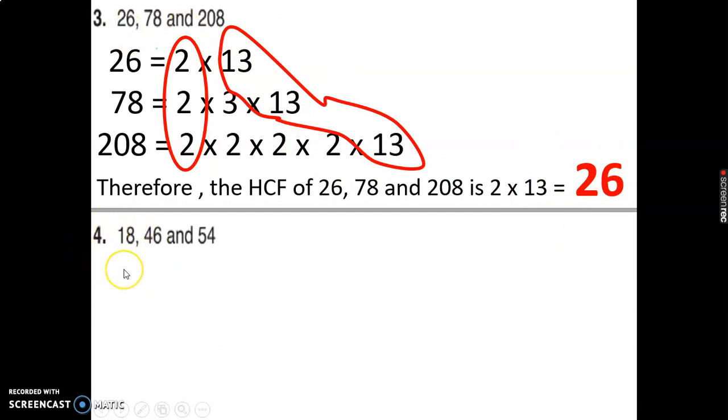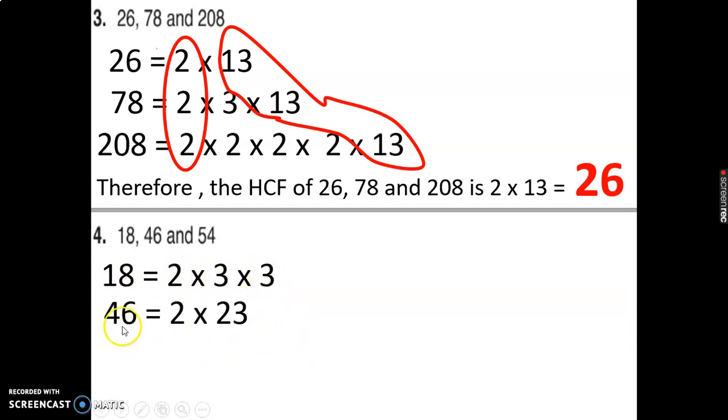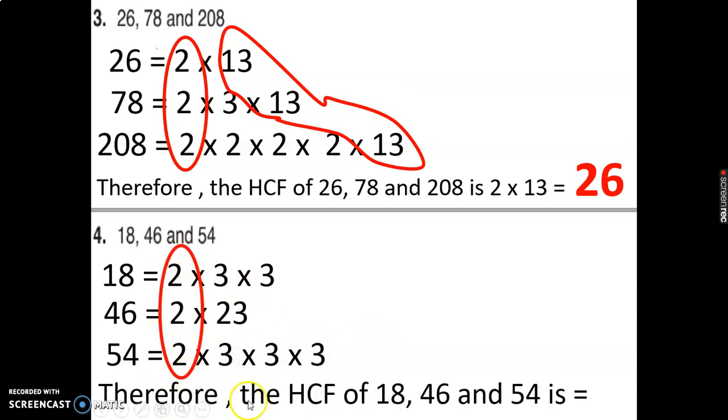Let's go for the last number. We have 18, 46, and 54. The factors of 18 are 2 times 3 times 3. The factors of 46 are 2 times 23. And the factors of 54 are 2 times 3 times 3 times 3. Therefore, the highest common factor of 18, 46, and 54 is 2. Correct. Do you understand now?